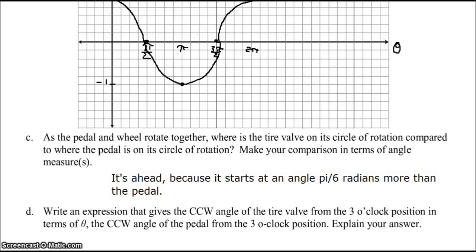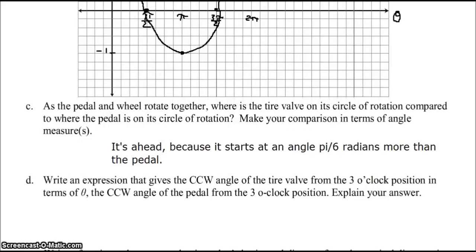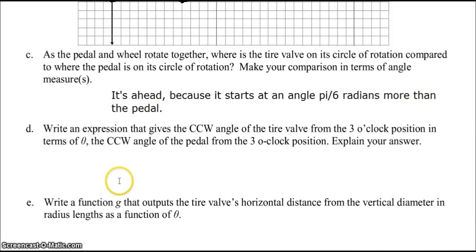Write an expression that gives the counterclockwise angle of the tire valve from the 3 o'clock position in terms of theta. So it's always theta plus an additional pi over 6. If the tire valve is ahead of the pedal by pi over 6 radians, its angle measure is always pi over 6 radians greater than theta.